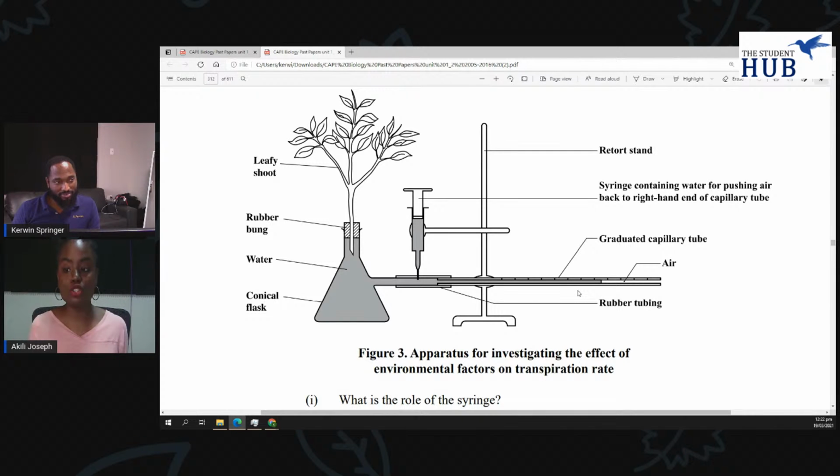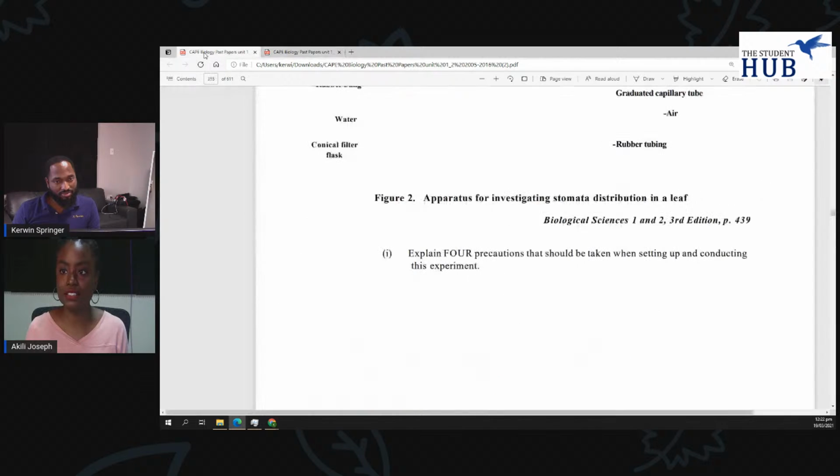So any one of those precautions that I have said there before, one specific to the experiment that they're asking us to apply it to, as well as precautions associated with the general setup of this apparatus, would work for answering the first part of the question, where it says to explain 4 precautions that should be taken when setting up and conducting this experiment.